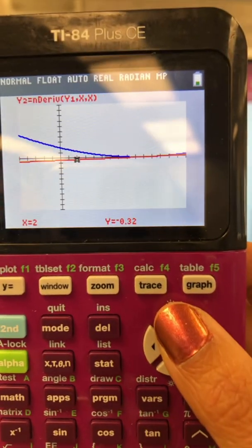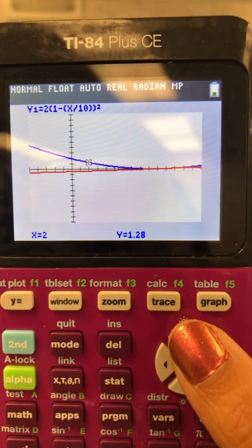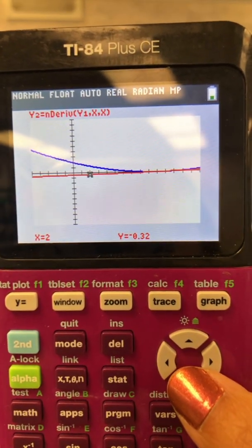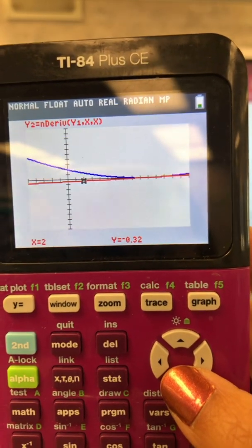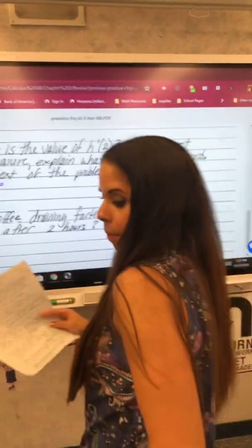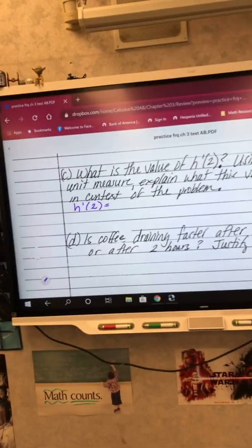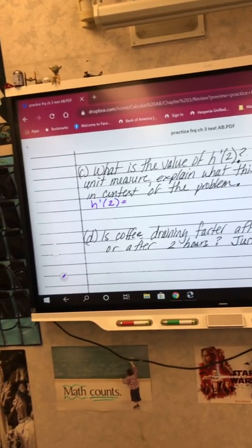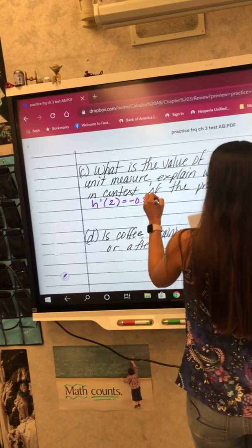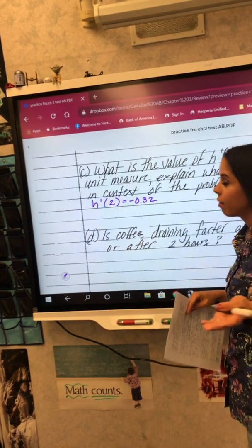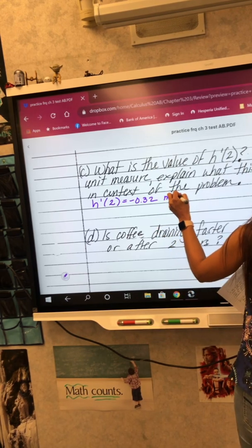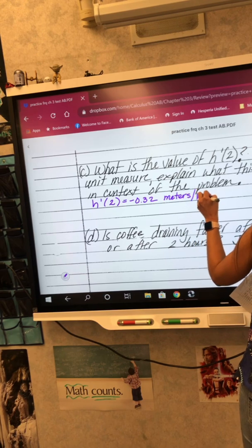Okay, so be careful here. It's an easy mistake to just take that as our answer, but that is the original function. We need to scroll down to get to the derivative function. It's the slope function. So negative 0.32. So h prime of 2 is negative 0.32. And remember, when we take a derivative, that's going to give us a rate. This was in meters and hours, so this is negative 0.32 meters per hour.